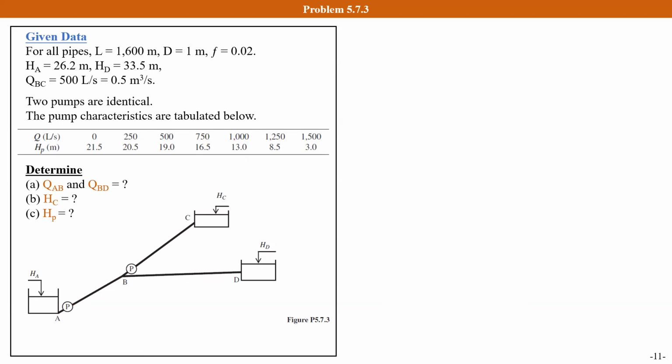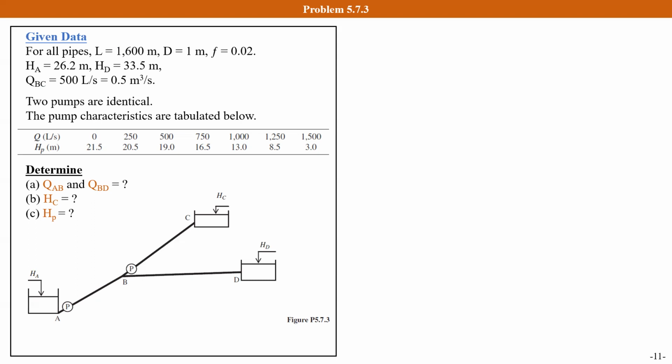Let's move on to problem 5. It's a pumps and branching pipes problem. In this problem, for all the pipes, their length equals 1060 meters, their diameter equals 1 meter, and their friction factor equals 0.02. The water surface elevation in reservoir A equals 26.2 meters, and in reservoir D, it equals 33.5 meters.